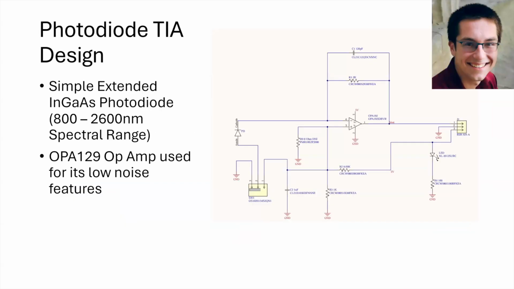So we have two photodiodes with TIAs in our system. The first is going to be used in the Michelson interferometer. So we have a simple extended InGaAs photodiode, which has an 800 to 2600 nanometer spectral range. And so we use a TIA with a 2 kilo ohm resistor in the feedback loop, and an OPA129 op amp is used for its low noise features in order to convert the light signal into a voltage signal that we can read with our microcontroller.